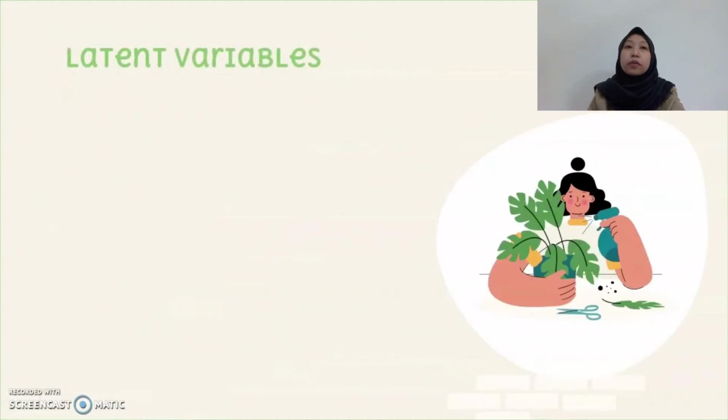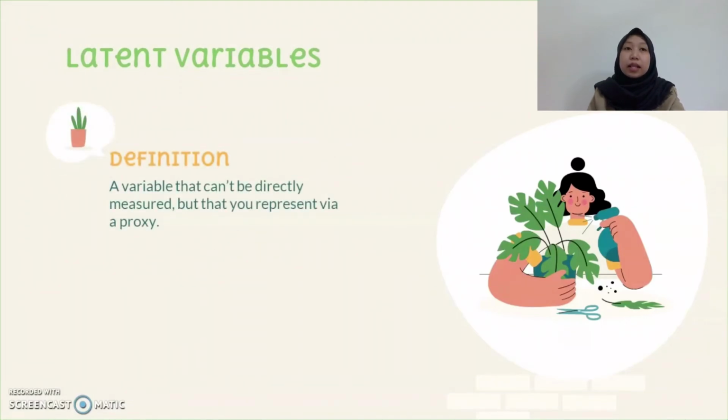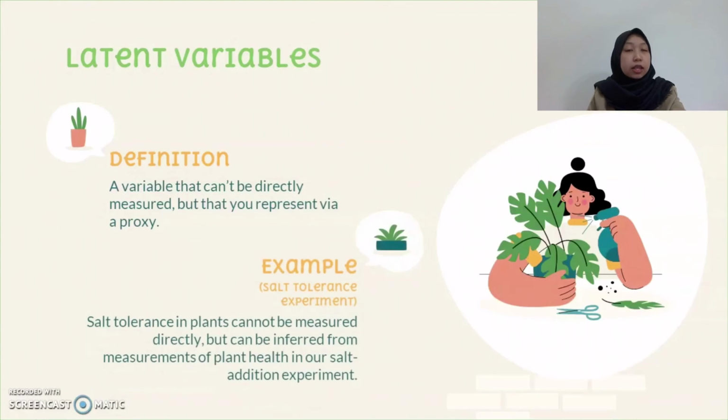Next, latent variables. Latent variable is a variable that can't be directly measured, but can be represented via a proxy. Example from salt tolerance experiment is salt tolerance in plants cannot be measured directly, but can be inferred from measurements of plant health in our salt addition experiment.